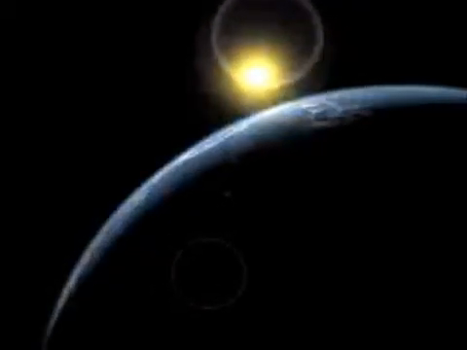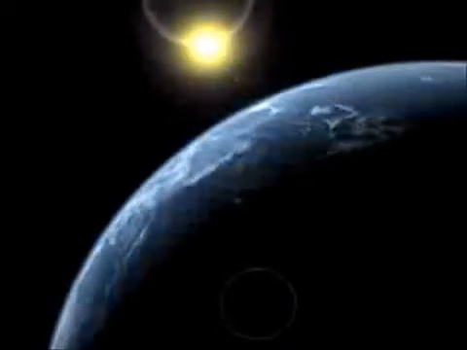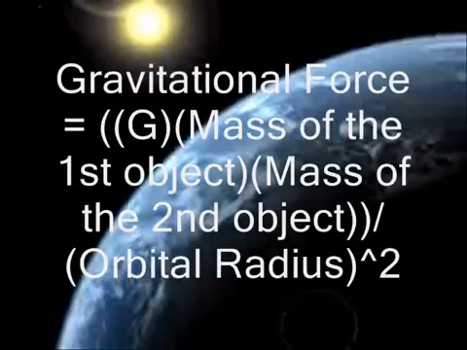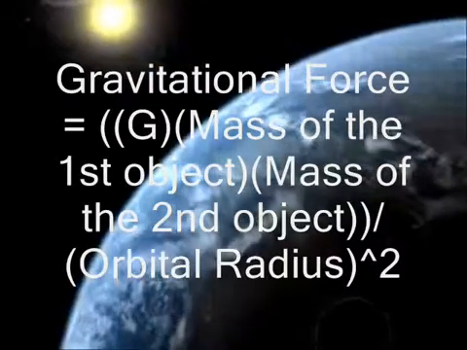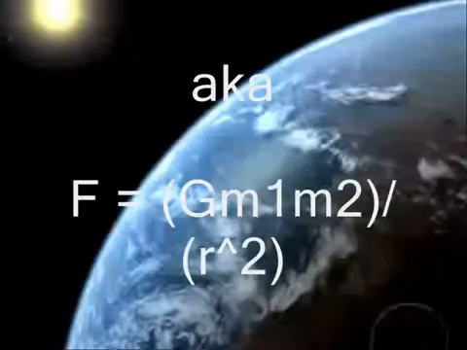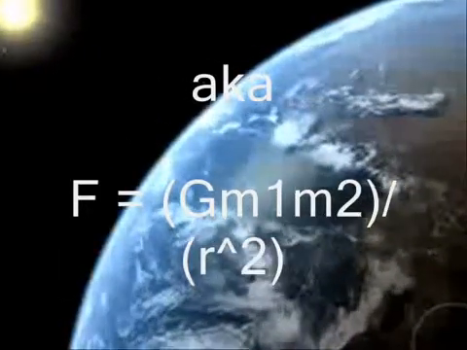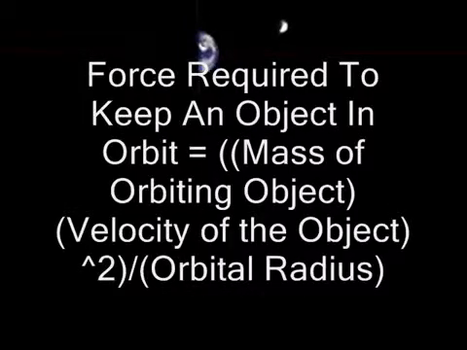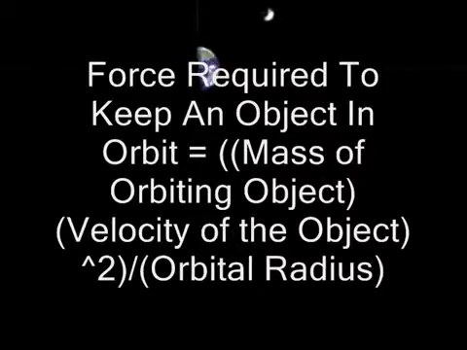Now on to some physics. We know that the gravitational pull or force between two objects is equal to the constant G times the mass of the first object times the mass of the second object divided by the distance between the two objects squared. We also know that the force required to keep an object in circular motion equals the mass of the object in motion times the velocity squared divided by the radius of the orbit.